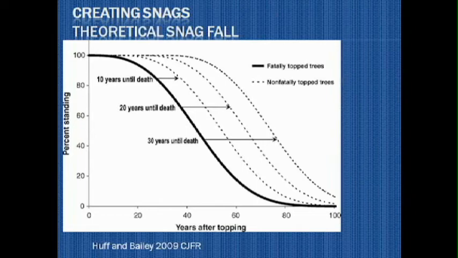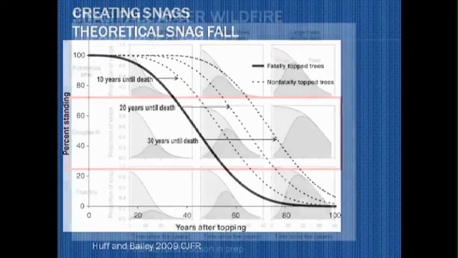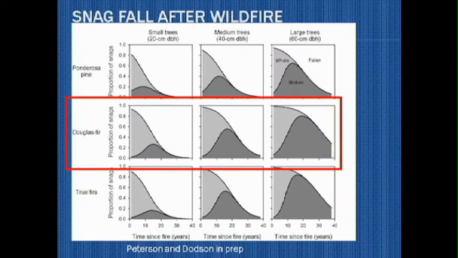And this is a graph with trees that were topped, and this is years after topping, and this is the percent that remain standing. So you can see kind of a logistic function here, where the trees fall quickly in the middle, and then some of them stand for a long time. Of course, it probably matters exactly how large these trees are to where they'll stand.